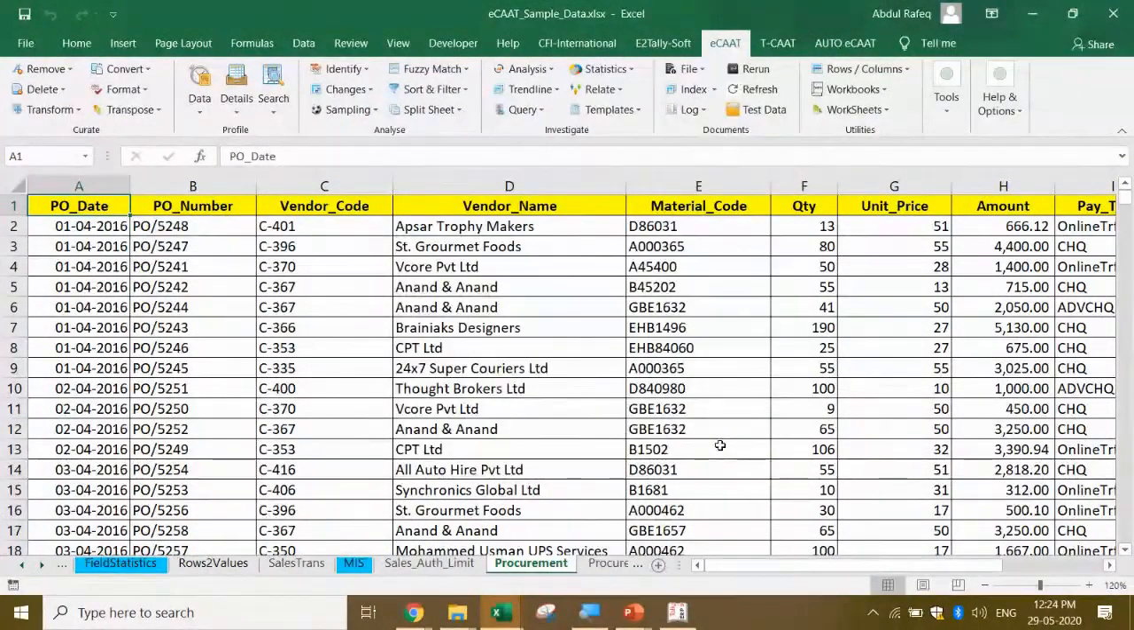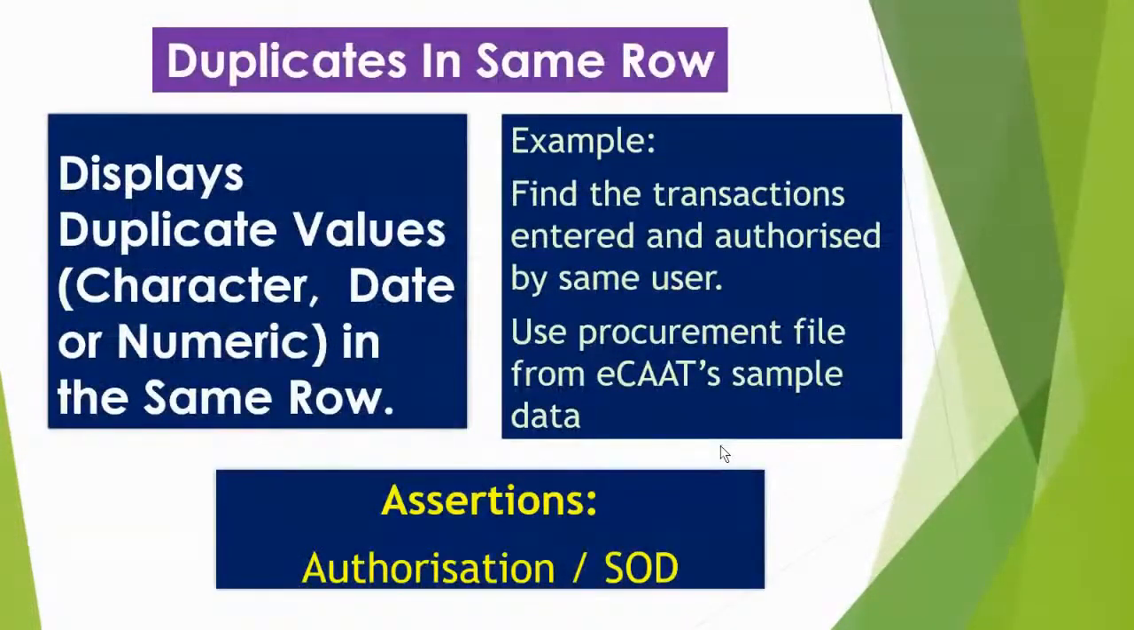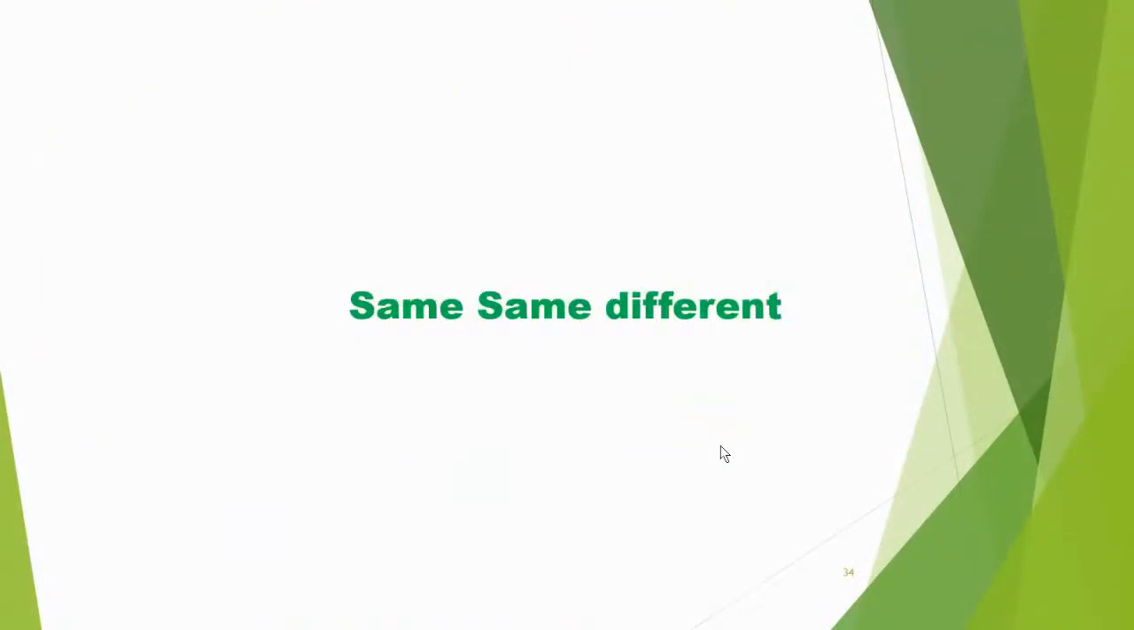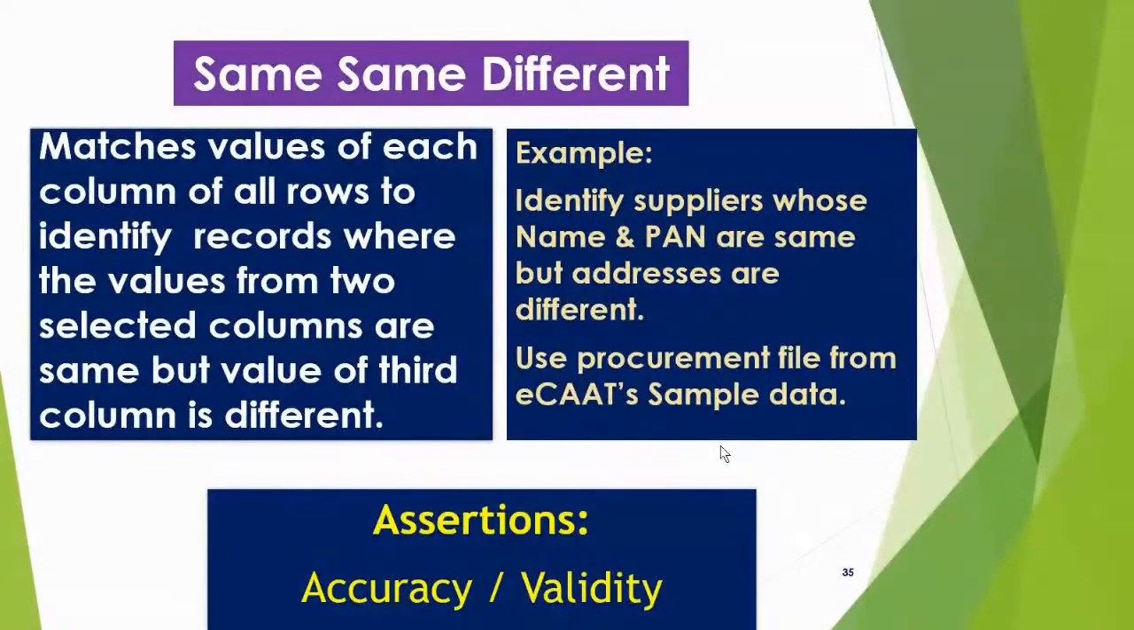Okay, now let's come back. Okay, duplicate same row, we see same different. This is interesting. What is same different? Most of this, I'm telling you, are audit concepts or tests which we need to implement. So what does it do? Match values of each column of all rows to identify records where the same value from the two selected columns are the same, but the value of the third column is different. For example, I got the suppliers whose name and PAN is same, but the address is different.